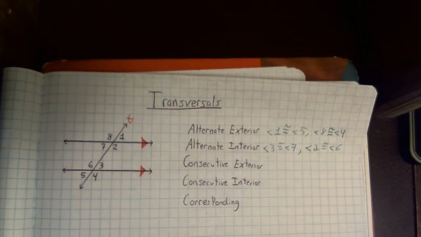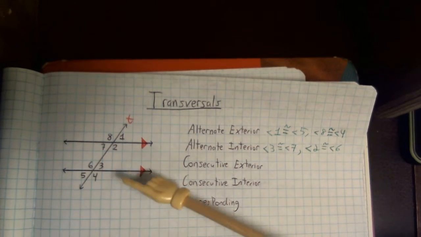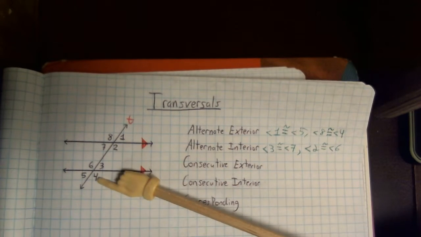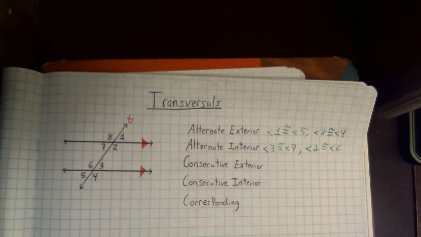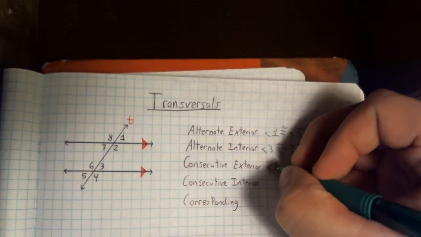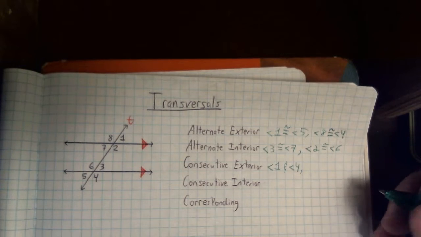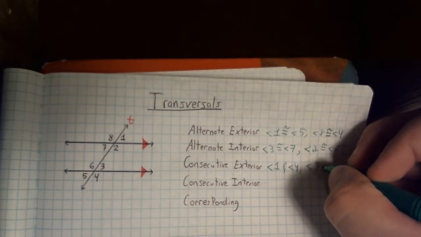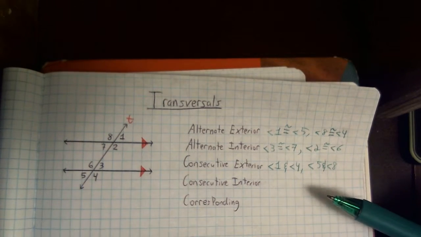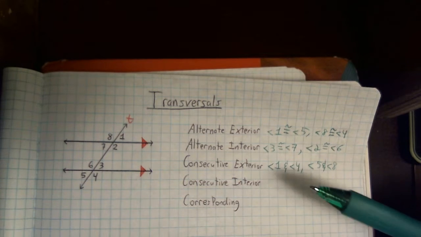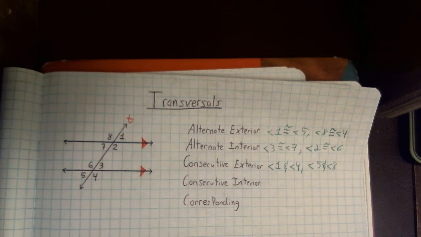Consecutives. We're looking at consecutive exterior. So again, we're looking at the stuff on the outside, and we want them to be on the same side of the transversal. So if I look at angle 1 and angle 4, they're exterior angles that are on the same side of the transversal. The second set that we would have would be angle 8 and angle 5. Now, consecutive angles are not congruent. However, they do hold a special property in that they are supplements.